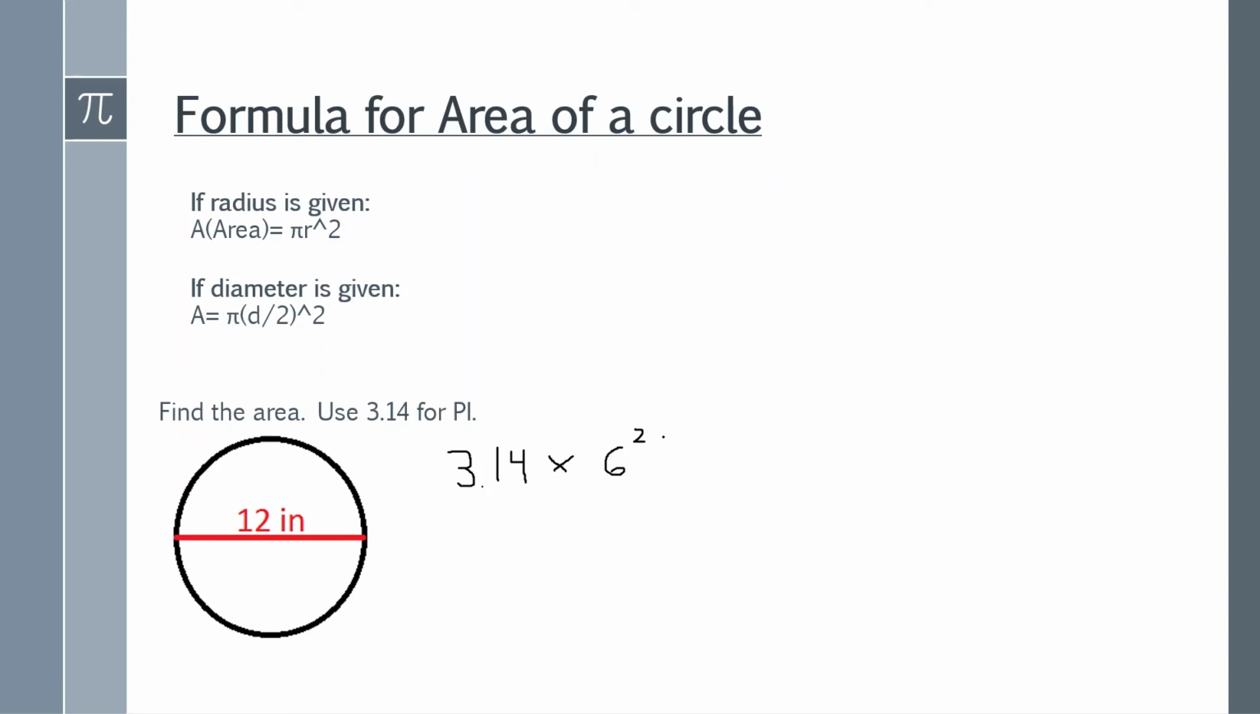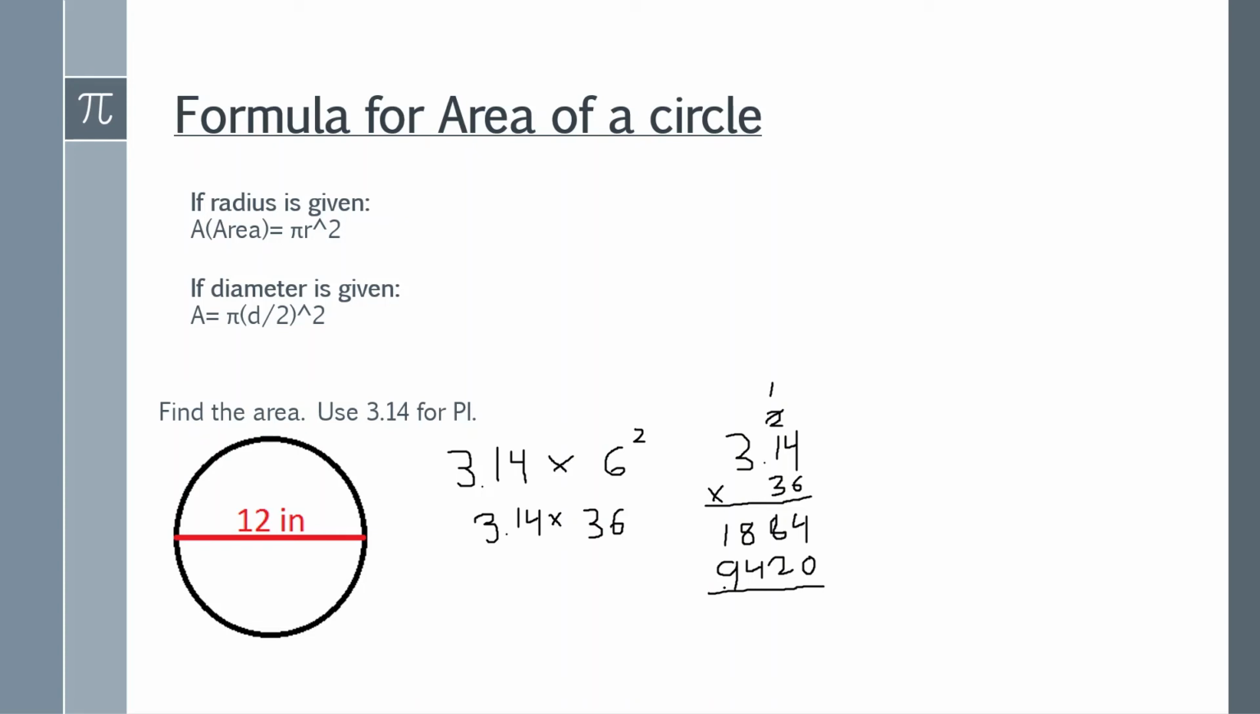So 3.14 times 36. So if we were to do this, I'm gonna just solve it out here real quick. Six times 4 we know is 24. 6 times 1 is 6, plus 2 is 8. 6 times 3 is 18. Now 3 times 4 is 12. 3 times 1 is 3, plus 1 is 4. Finally, 3 times 3 is 9.